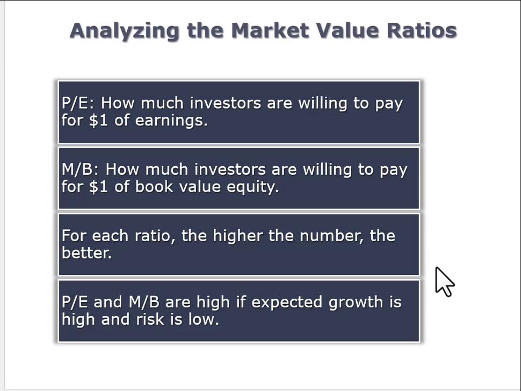So again, how do we analyze these, right? The PE ratio tells us how much investors are willing to pay for $1 of earnings. The market to book ratio tells us how much they're willing to pay for $1 of book value. So again, for each number, the higher the number, the better. And of course, if a company has a lot of expected growth, investors like that, right? They're optimistic about that. Then the number is going to be higher, and the risk is lower. So again, if the number gets higher, it's an indication that shareholders are optimistic.